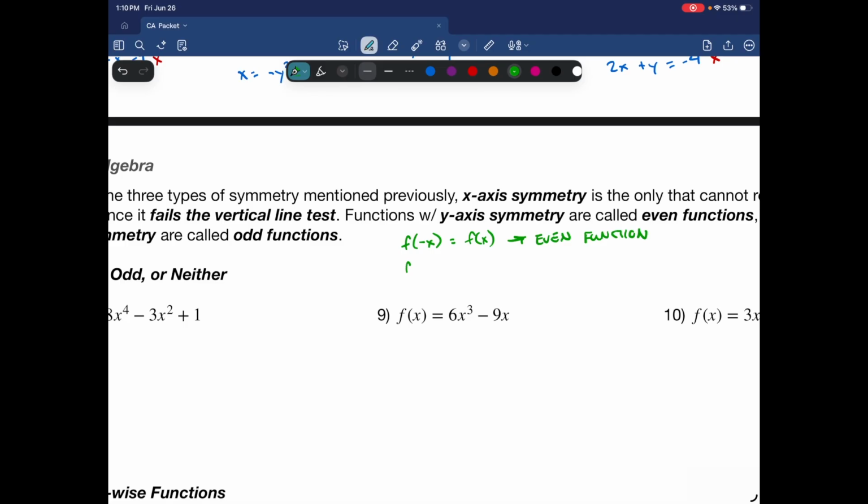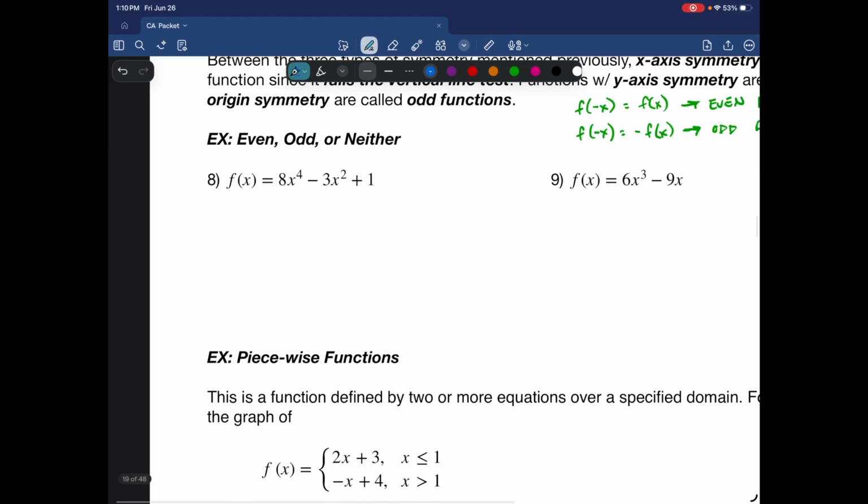If I plug in negative x and I get the negative version of my original function, that is an odd function, which has origin symmetry. Again, we're throwing out x-axis symmetry because with x-axis symmetry, the x's repeat, which is not a function. Okay, so here's what we do.